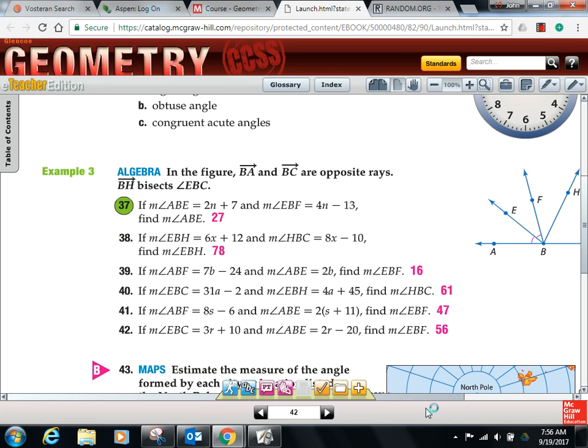Want to start from the homework? Let's go, Evan. 41. Okay, let me get the diagram here.